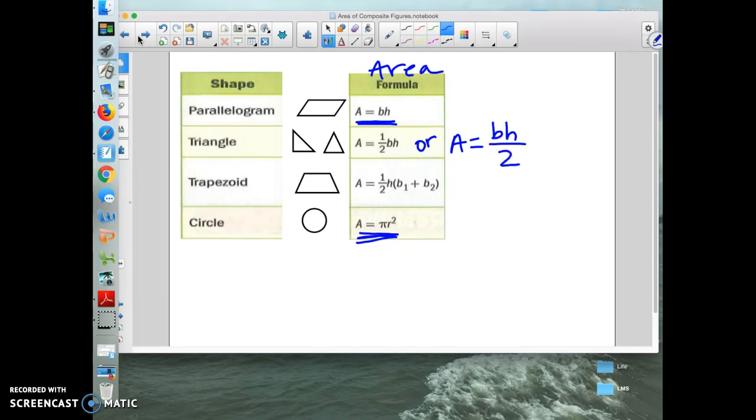Also with the trapezoid, that one's a really long formula. So how I do it is the height times base 1 plus base 2, all divided by 2, which is the same thing as saying half of the height times all of that. So pause it and make sure you get all of those written down. I would write it down just like it is, and then you can press play and continue.